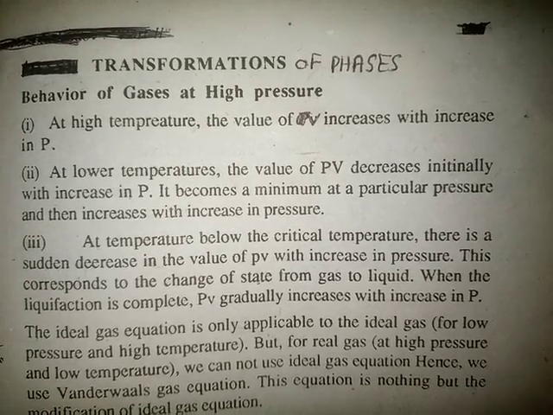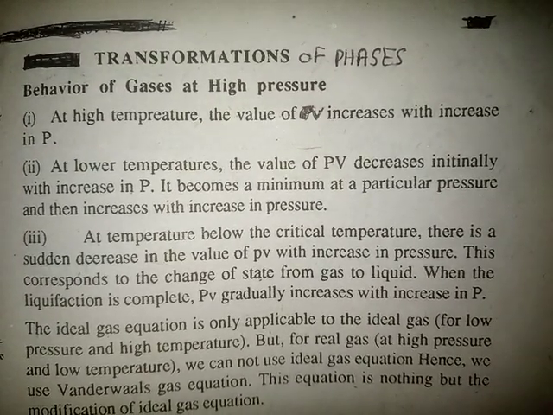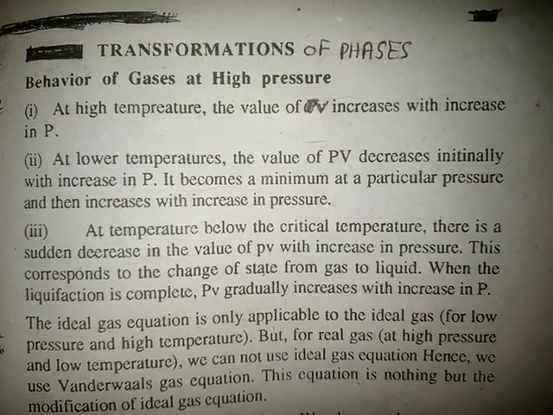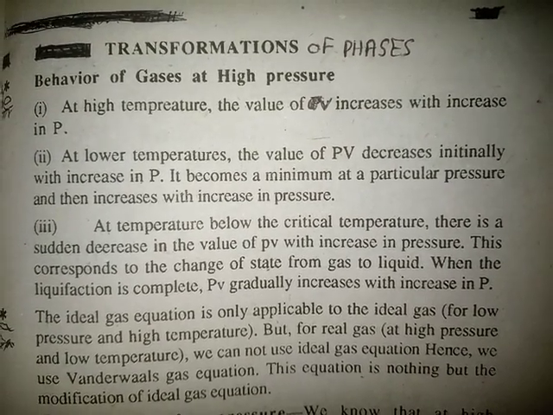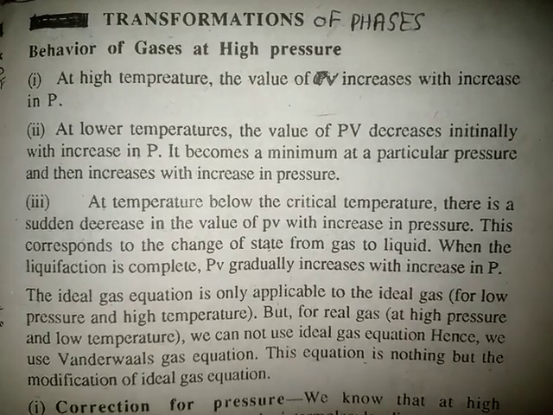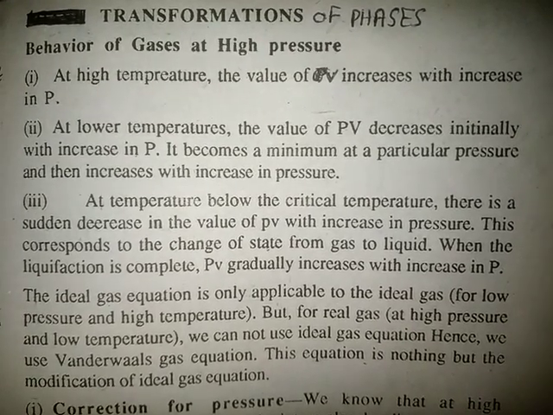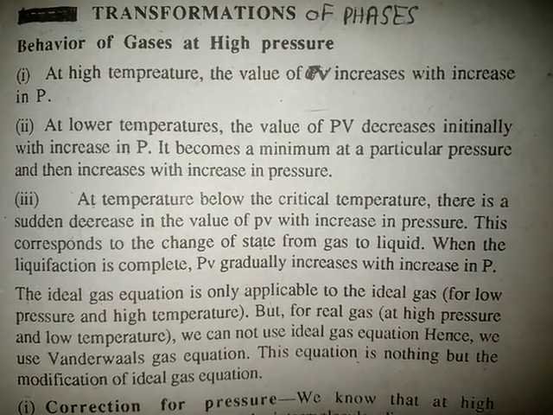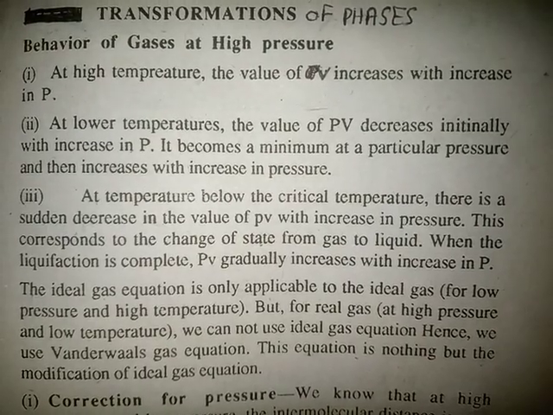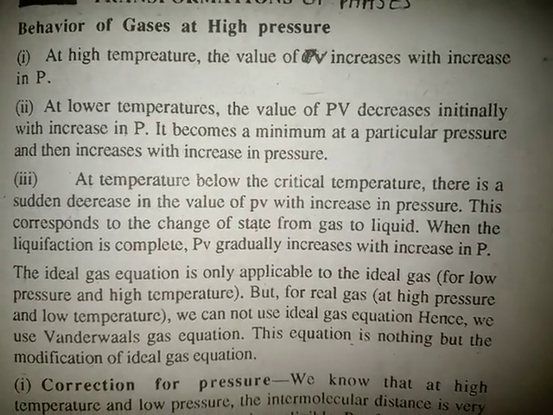Transformation of phases. Behavior of gases at high pressure. First, at high temperature, the value of PV increases with increase in P. Second, at low temperature, the value of PV decreases initially with increase in P. It becomes a minimum at a particular pressure and then increases with increase in pressure.